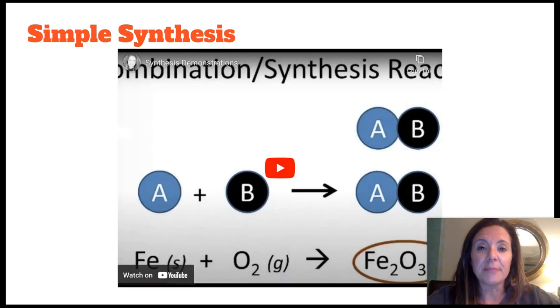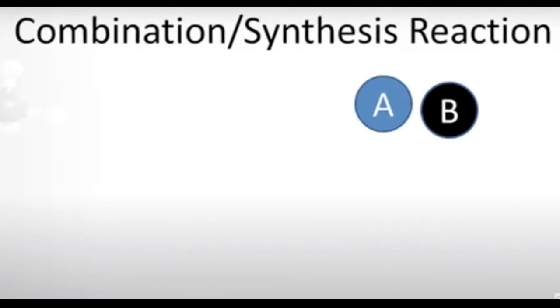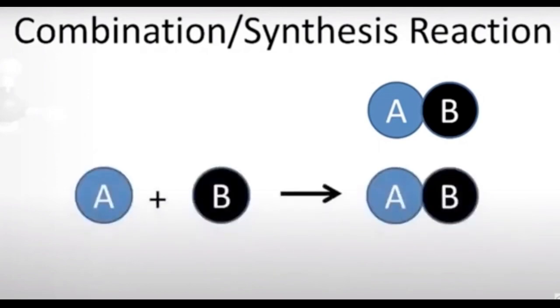Now, we've got different types of synthesis reactions. There are simple reactions where you have just an element plus an element making a binary compound. Here are a couple of demonstrations that I'd like you to take a look at. When you have a synthesis reaction, A plus B come together to form a new compound, AB. The compound has different properties than the starting materials. A synthesis or combination reaction occurs when your reactants come together to form one product.